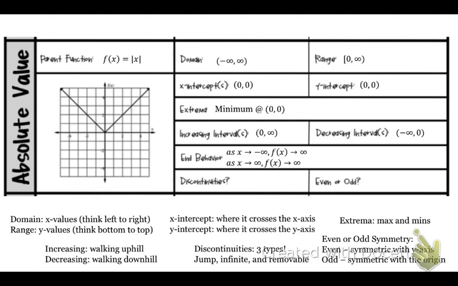As x goes to negative infinity, f of x goes to infinity. And as x goes to infinity, f of x goes to infinity. This is continuous. You can draw it without lifting your pencil. And if we reflect it over that line, it reflects, so it is even, because it's symmetric with the y-axis. This stuff I wrote on the bottom, I would write that down somewhere in your notes, okay?